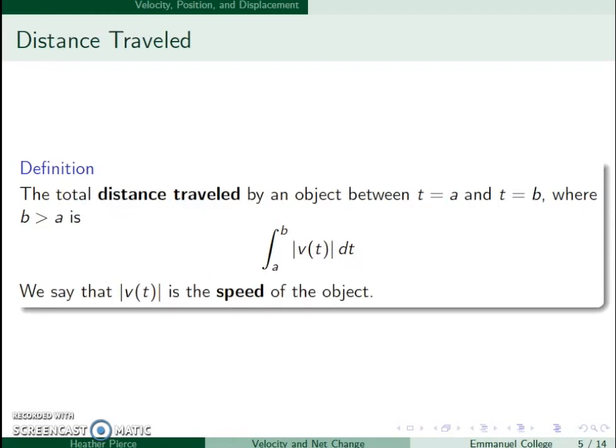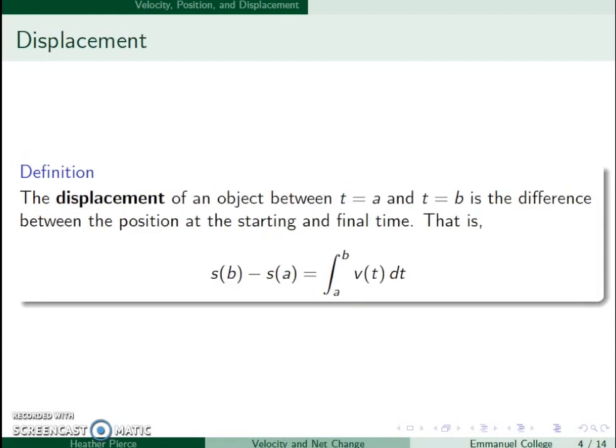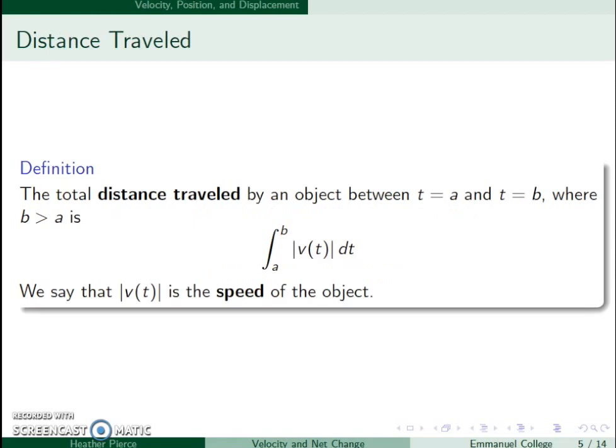The total distance traveled by an object between times a and b, where b is greater than a, is given by the integral from a to b of the absolute value of the velocity. And we call this absolute value the speed of the object. So displacement is going to be the difference between the position at the starting and final time. However, the total distance traveled would be the actual total distance traveled.